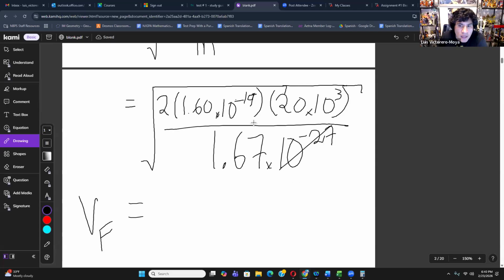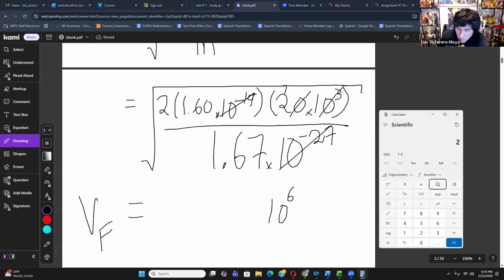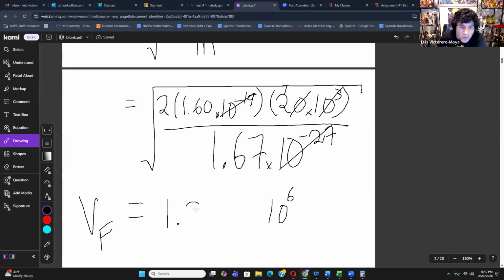So negative 27, negative 19, that gives you 8, 11, 12, square root, 10 to the 6. And then 2 times 1.6 times 2 divided by 1.67, sorry. Where's my calculator? Here. 2 times 1.6 times 2 divided by 1.67, and then I take the square root: 1.95 times 10 to the 6 meters per second.